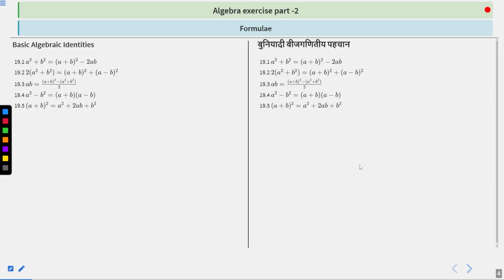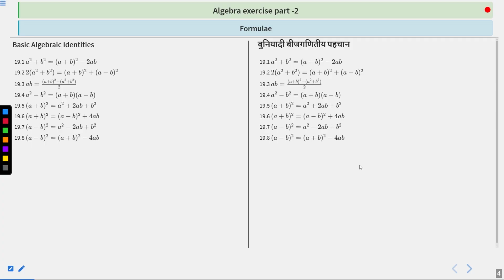A plus b whole square is equal to a square plus 2ab plus b square. A plus b whole square equals a minus b whole square plus 4ab. A minus b whole square equals a square minus 2ab plus b square. A minus b whole square equals a plus b whole square minus 4ab.